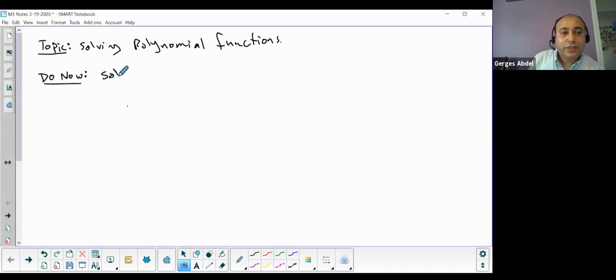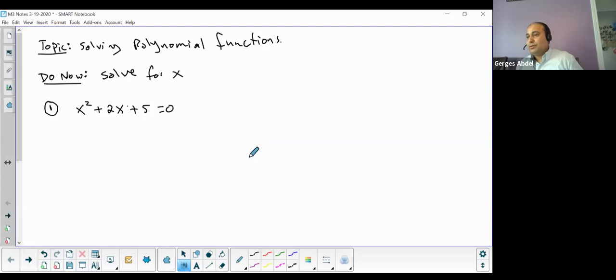We did go over this one in the classroom before, so please go ahead and try to solve this for x. Question number one: if I have x squared plus 2x plus 5 equals 0. Try to solve it, and I'll give you a minute to solve it by yourself. If you can find something, great. If you cannot, that's fine. Just write it down in the chat box, whether you got the answer or you don't know how to do it, and you'll be able to see it.